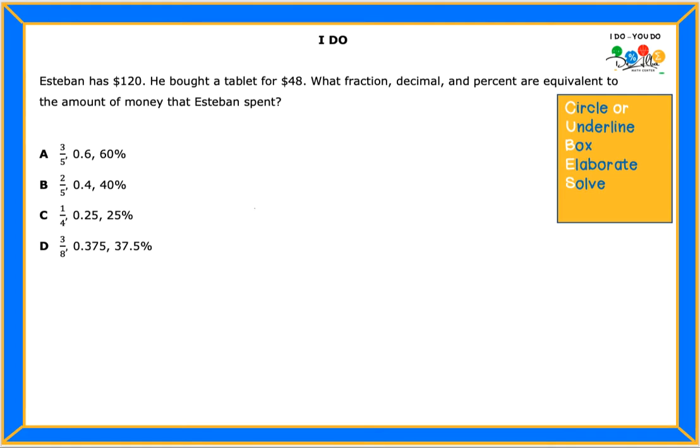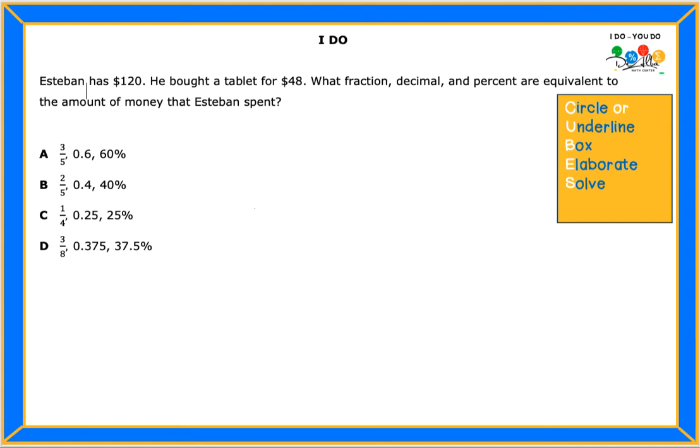Hello, let's read this question. Stefan has $120. He bought a tablet for $48. What fraction, decimal, and percent are equivalent to the amount of money that Stefan spent?